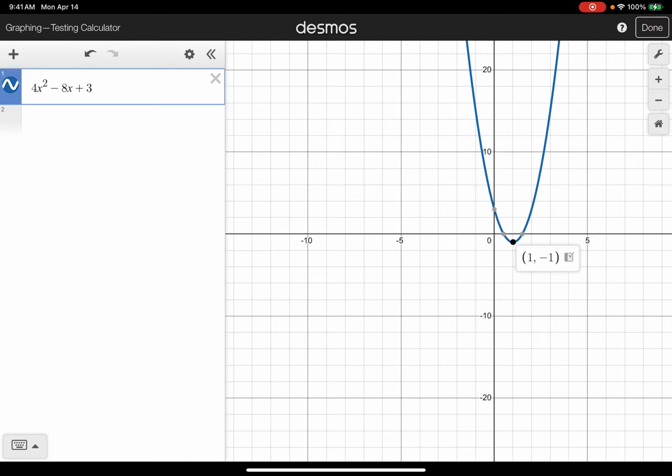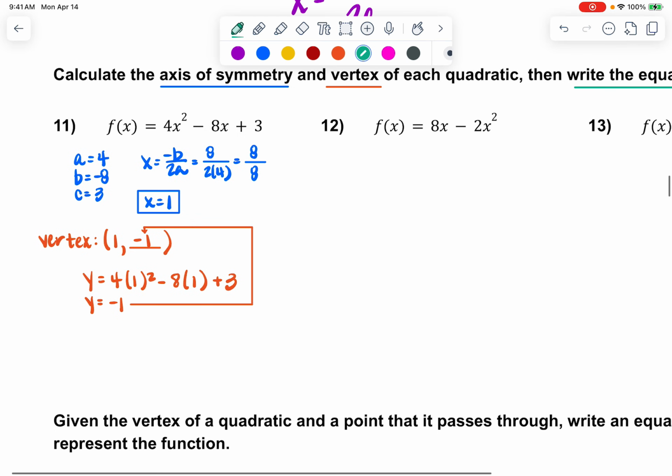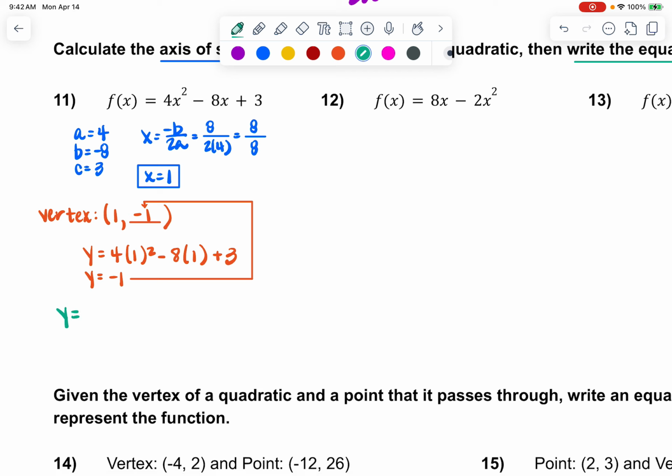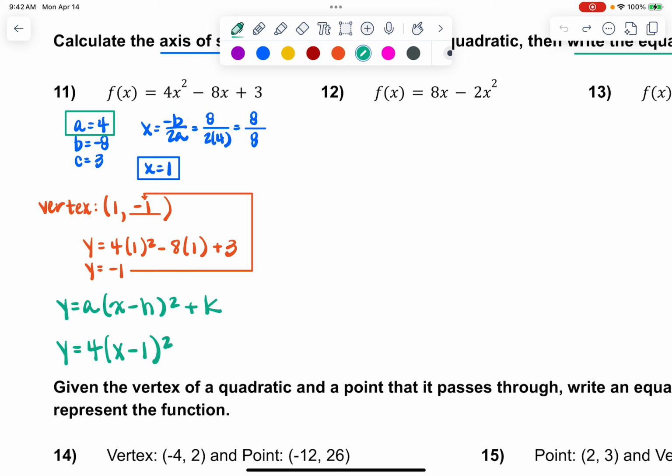So now that I know that that's 1, -1, I should be able to go write my equation in vertex form. All right, so remember, vertex form is y equals a times (x minus h) squared plus k. So here we go, y equals, remember the a value in standard form is the same as the a value in vertex form. So that a value of 4 just comes down, and then x minus, well, I already know my h value is 1, so x minus 1 squared, and my k value is the -1. And so this should be my vertex form.